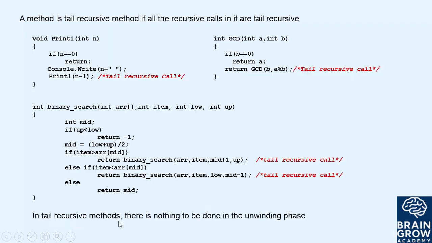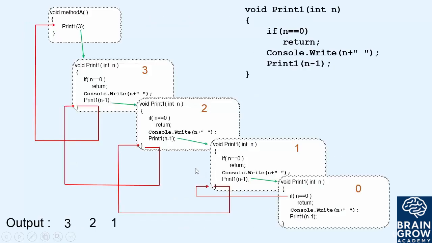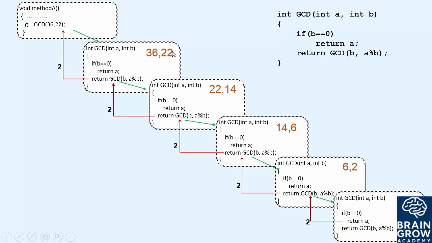In a tail recursive method, there is nothing to be done in the unwinding phase. For example, in this method print 1, there is nothing to be done in the unwinding phase. Similarly, in this method GCD, there is nothing to be done in the unwinding phase because the return value of the last call is the value of the original call.